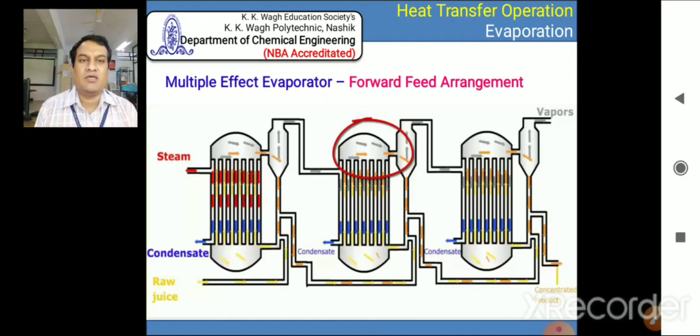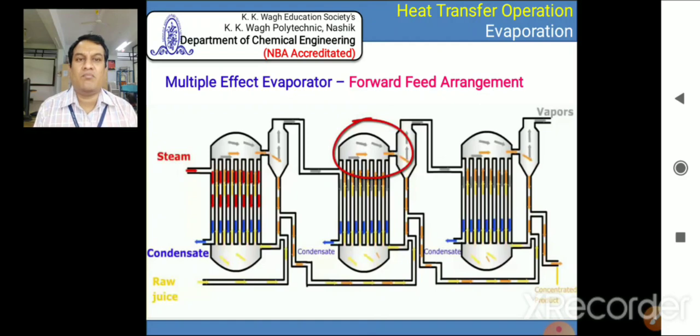Now in evaporation, the performance of the evaporation is judged by two parameters, that is called capacity and economy. Capacity is nothing but the kg of water evaporated per hour, and economy is the kg of water evaporated per kg of steam fed. When we have to increase the economy, there are multiple methods, and one of the main methods in the industries is the multiple effect evaporator. In the single effect evaporator, the economy is always less than 1, and that is why we have to apply the multiple effect evaporator.